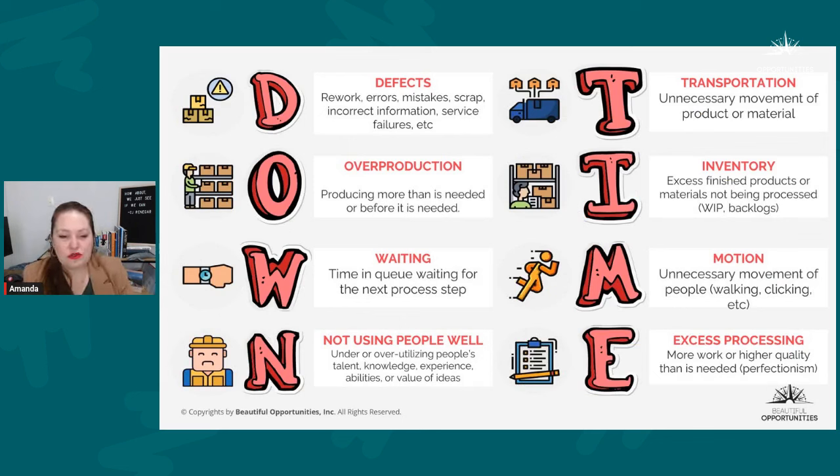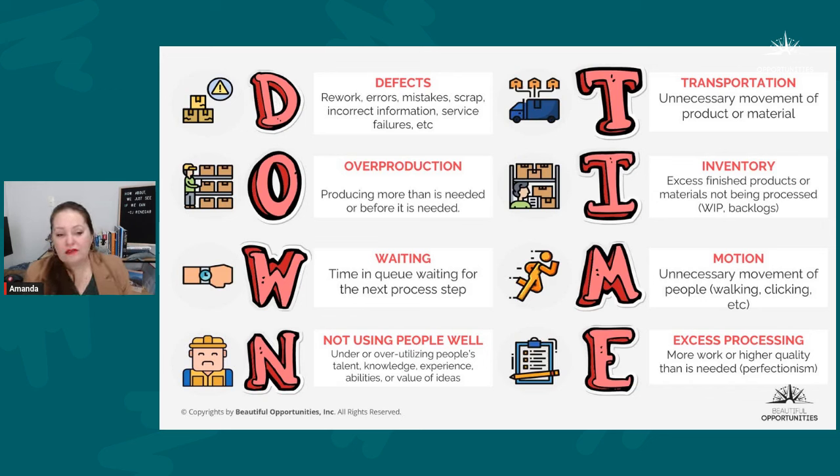And one of the easiest tools that we can pick up from our lean tool set is downtime. So, this is just an acronym for waste that we can identify within our organization or at home, right? Or when we go to that grocery store. So, defects, overproduction, waiting, not using people well, transportation, inventory, motion, and excess processing.